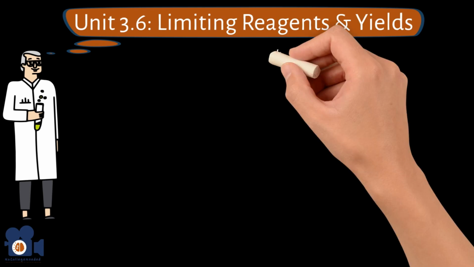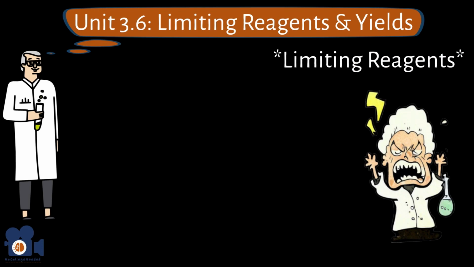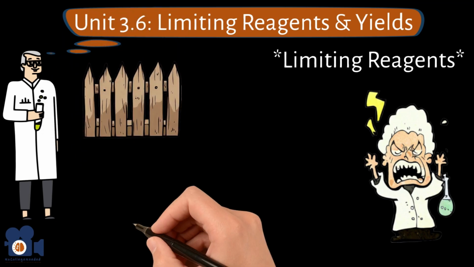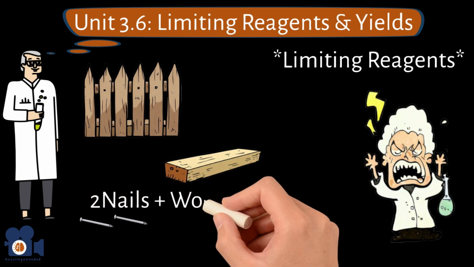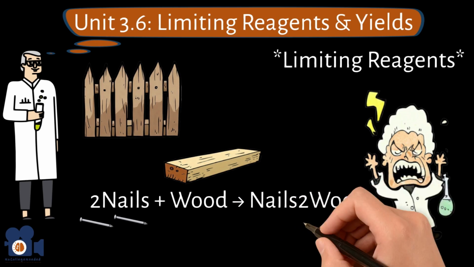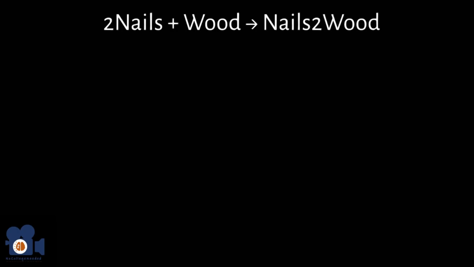We are mainly concerned with what is the limiting reagent, because by definition, it is the reagent that limits the yield of a chemical reaction. Let's go back to the analogy we used in a previous unit, making a fence. To make a fence, you need nails and wood, but you most often do not need the same number of nails and wood. We can write the reaction of making a fence as such: 2 nails plus 1 wood going to 1 fence. Just looking at the equation, we do not know what the limiting reagent is. It depends on the amount of nails and wood that we have.